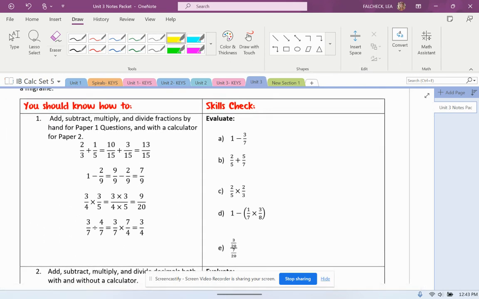So for instance, here when we are dividing fractions, you keep the same first fraction, you change the sign from division to multiplication, and you flip the second fraction. When you're multiplying fractions, you do numerator times numerator over denominator times denominator. Remember that any whole number can be written as a fraction by putting it over 1.